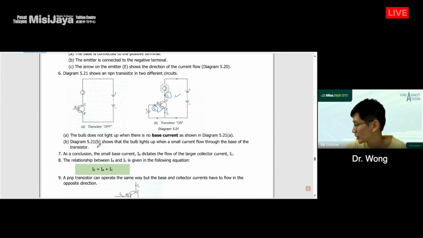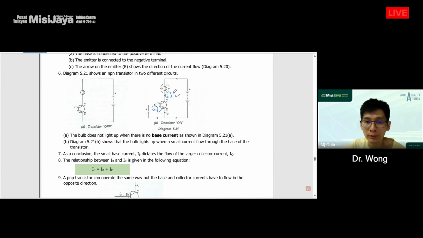So as a conclusion, we need to get IB, only then can we get IC. And what is the relationship? If you still remember, last time we learned about the series and parallel diagram. Whenever we have these two water pipes joined together and become one, here IE will be the total.